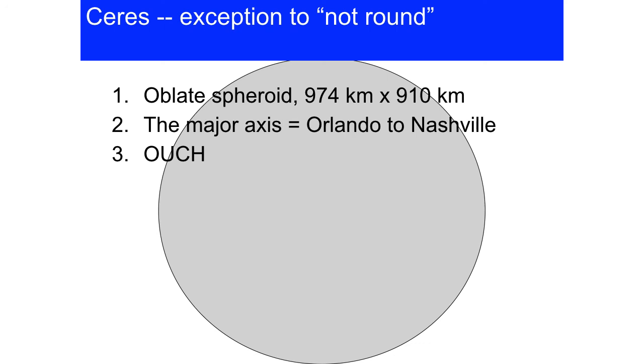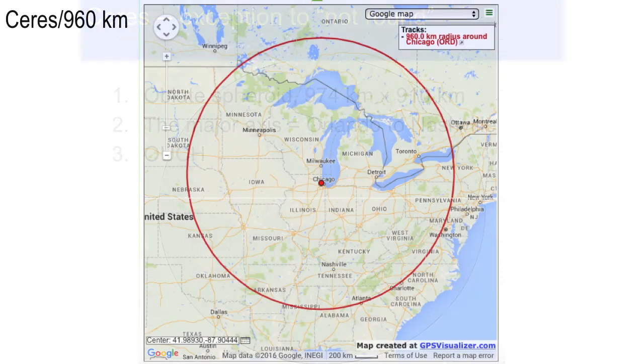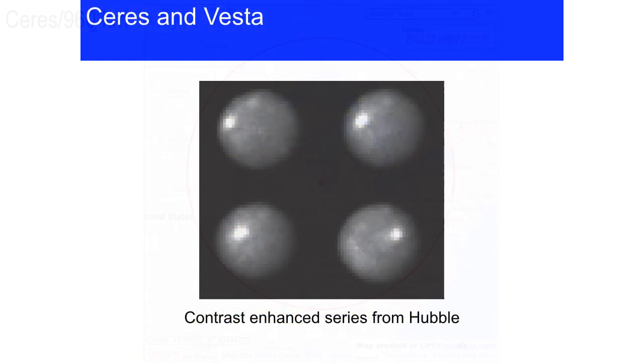If it were to hit Earth, it would be a ginormous disaster. Here's a picture of an oblate spheroid. No, this is a circle centered on Chicago, of the same diameter, 960. So that's about how big Ceres is compared to our planet. And if we backed up so that you could see the entire disk of the Earth, you would see that it's actually pretty small compared to Earth. But for asteroids, it's the biggest.